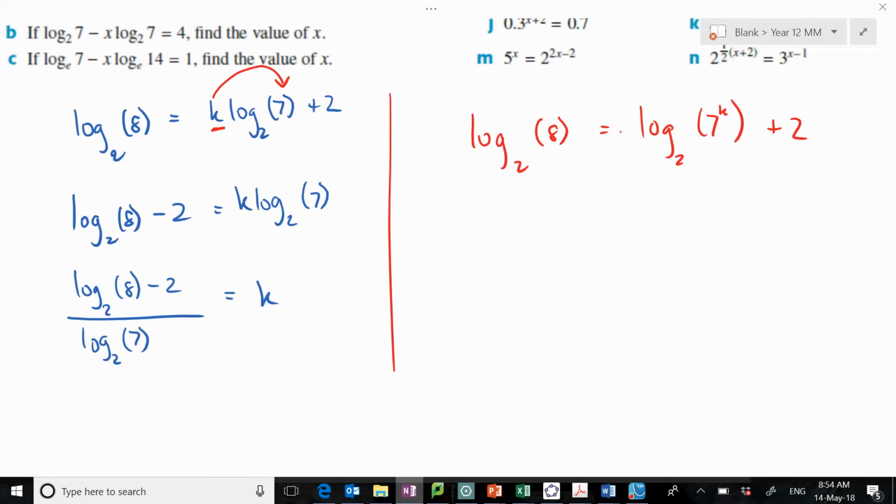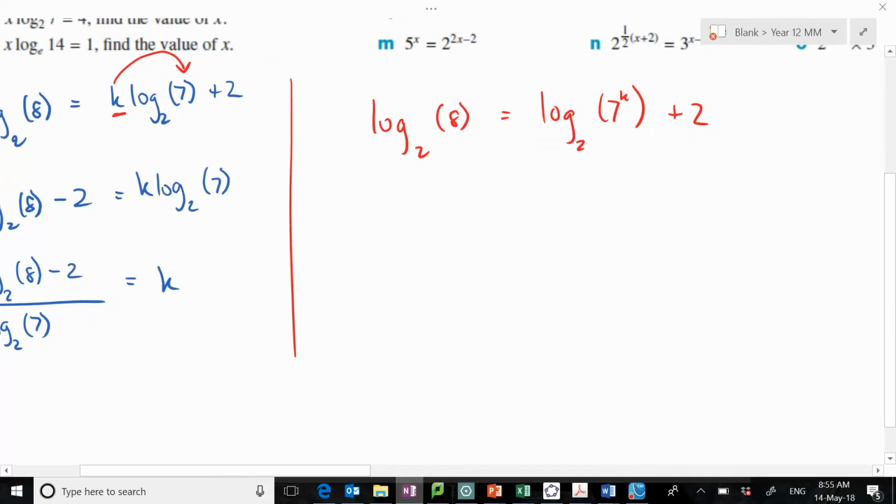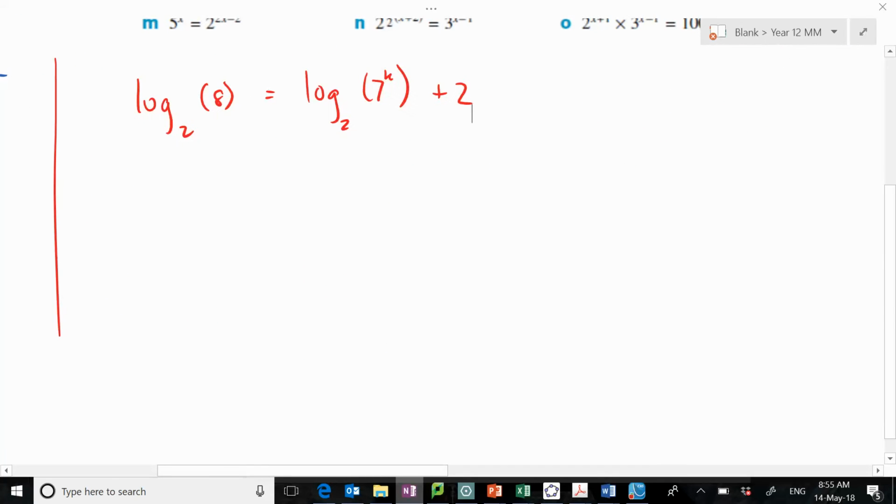Luke? You could turn the 2 into a log base 2. Which one? Log 2 of 8? So, you could turn the 2 into log 2 of brackets 1. Oh, yes, you could. Actually, that method would work too. It's just a bit longer. I want to find something more obvious at this point. Because remember, the goal is to simplify the logs. I don't want 2 logs.